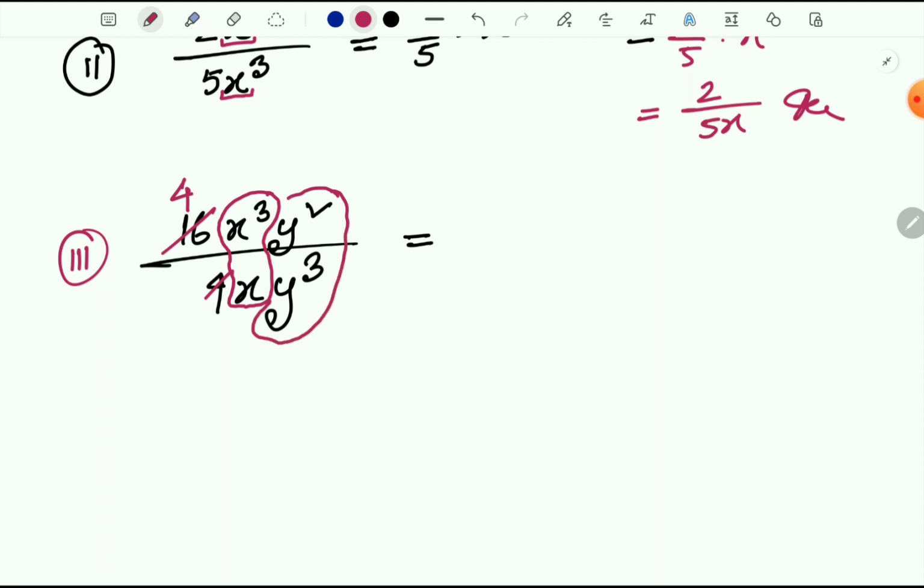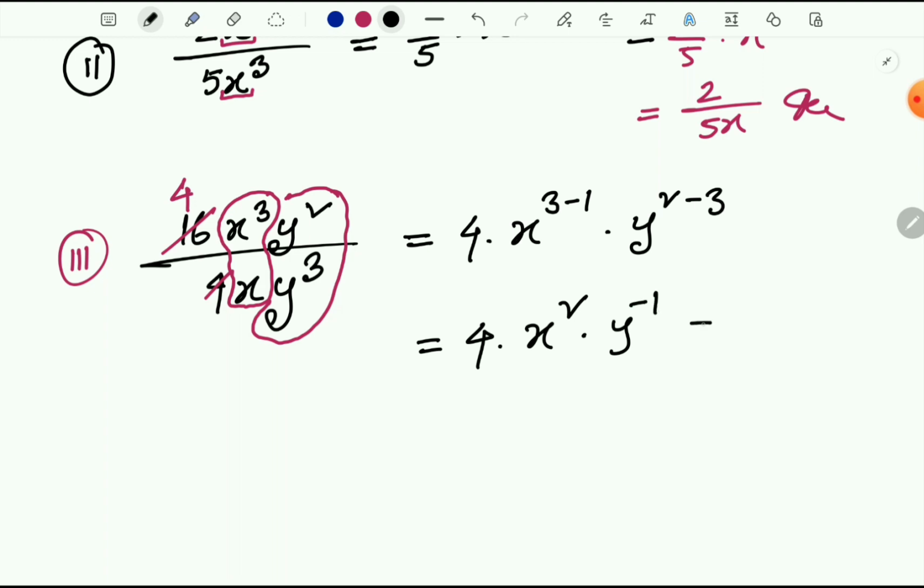Remember, in order to simplify we have to consider the same base, otherwise we cannot apply the formula. So in this particular case we can write 4x power 3 minus 1, y power 2 minus 3. It will give us 4x square y inverse, so we can write 4x square over y. This is our answer.